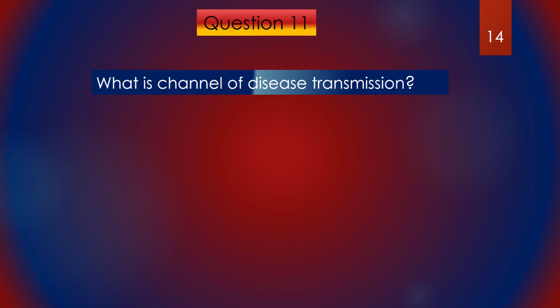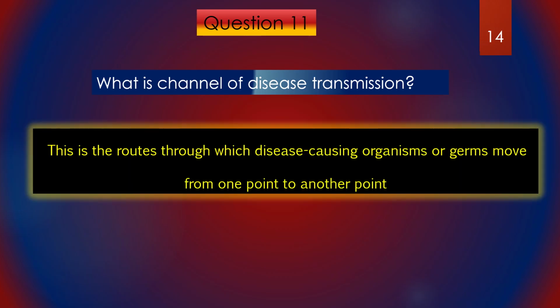What is the channel of disease transmission? This is the route through which disease-causing organisms or germs move from one point to another. That is the channel: the chain of activities, the movement, the medium through which organisms, germs that cause diseases move from point to point. So it is called the channel of disease transmission.